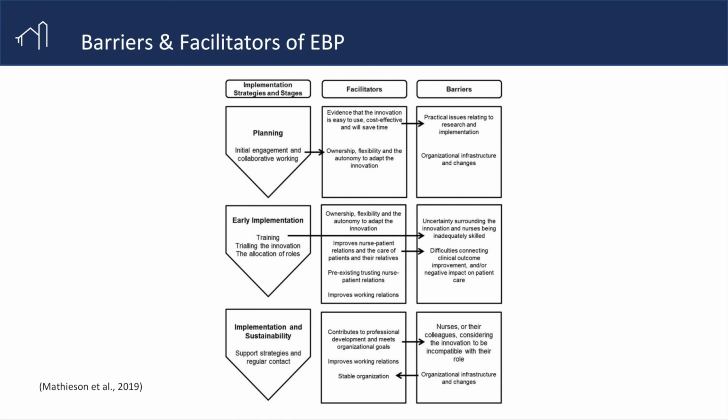So not being able to understand or to see clearly how the implementation of this new approach to the use of evidence is actually producing outcomes within the organization and for the patients. And then in the final stage that they identified, implementation and sustainability, which in the study included support strategies and regular contact. Facilitators of EBP were contributing to professional development and meeting the organizational goals, improving working relations, and then a stable organization as well. Then barriers were nurses or their colleagues considering the innovation to be incompatible with their role, and then also organizational infrastructure and changes that served as barriers to EBP within the organization.